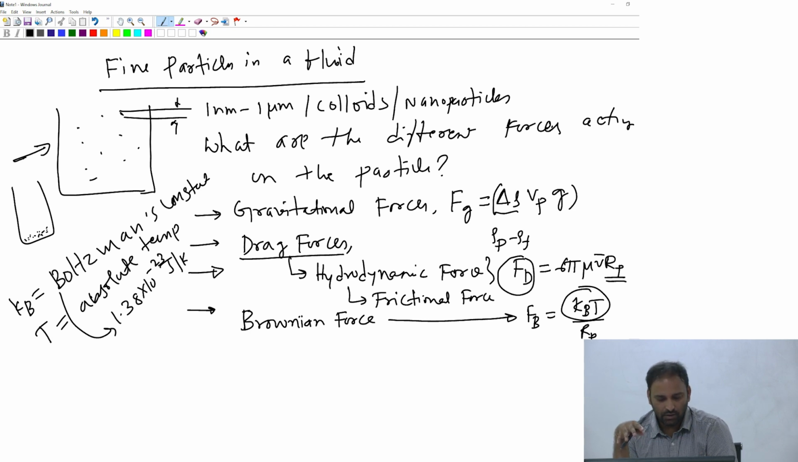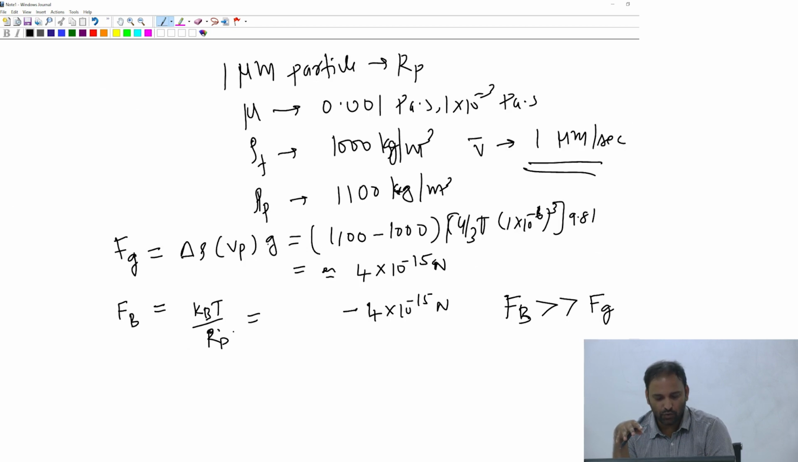Now, there is a gravitational force which wants to pull the particles down, and you have Brownian force which wants to keep them in a suspended state. Therefore, if you go for finer and finer particle sizes, it so happens that your Brownian force outweighs the gravitational force. That is one nice way of imparting stability to the particle dispersion that you are working with.